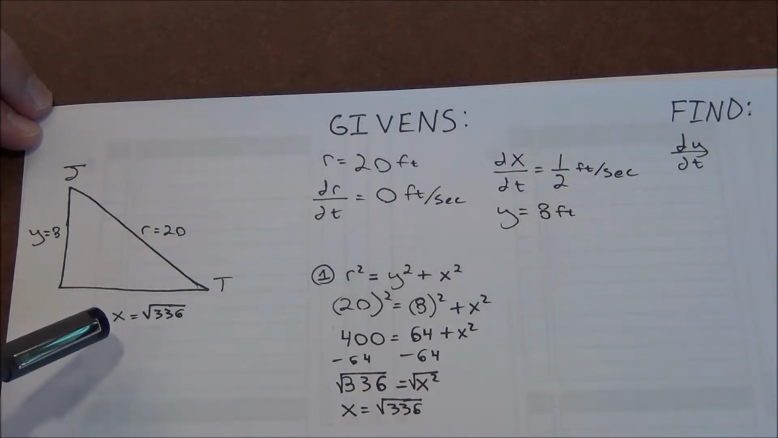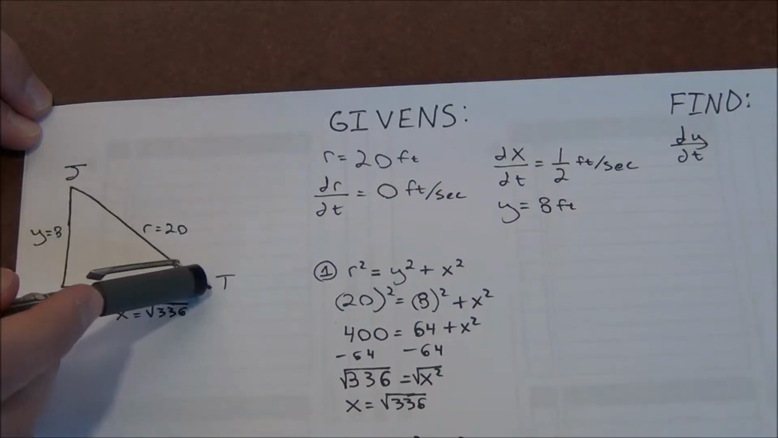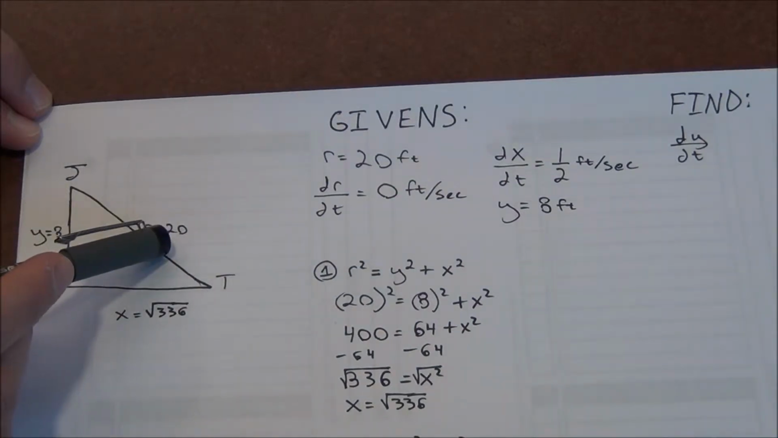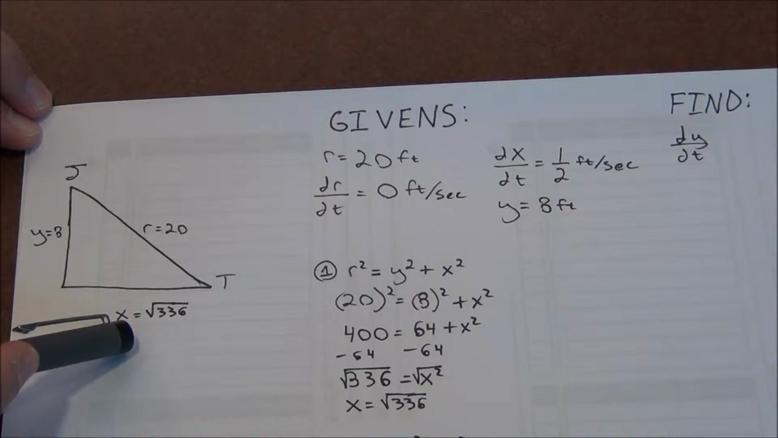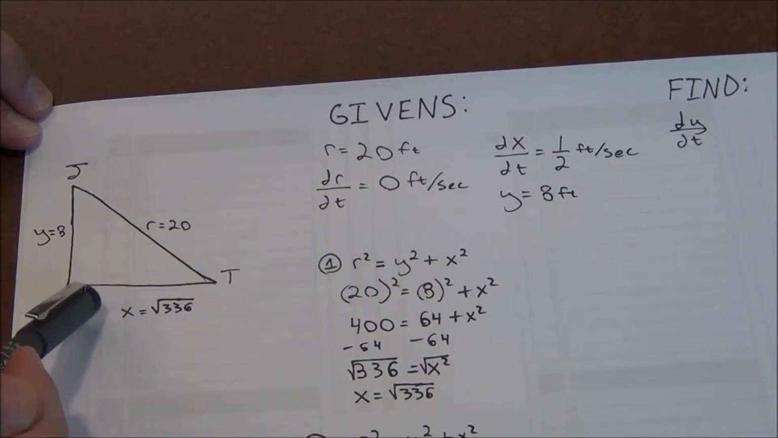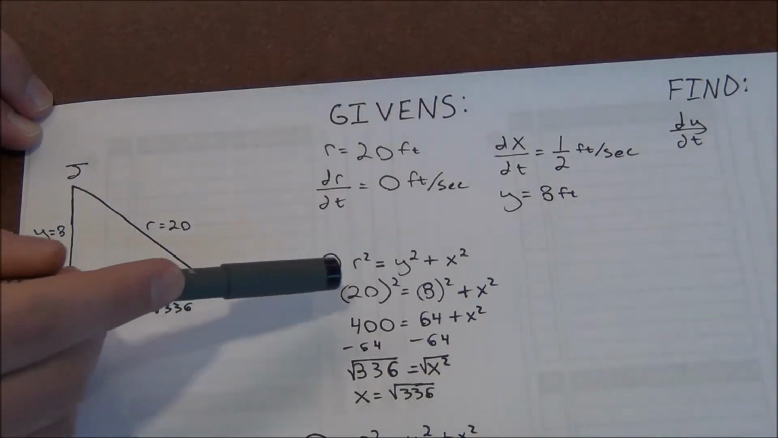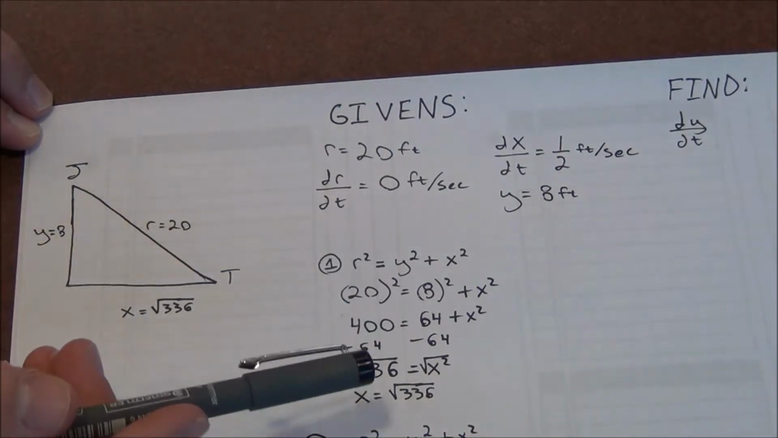So in the problem, here are your givens. You are given that the y value, or the height value in this, is going to be 8 feet. The length of the ladder, or r, is going to be 20 feet. But then you have to find the x, how far along the ground it is when he's at 8 feet up the wall. So to do that, you would set up the Pythagorean theorem.